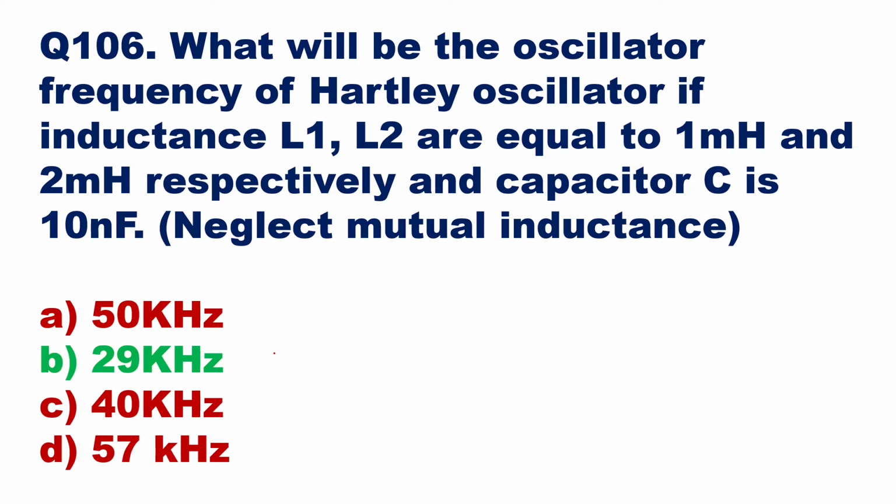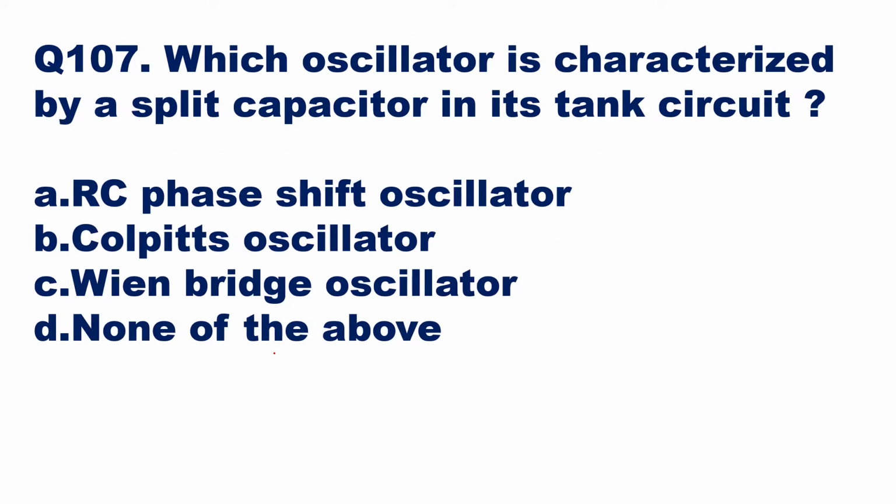Okay, the Hartley oscillator, which is made up of these values, where the feedback circuit L1 and L2 are of 1 millihenry, 2 millihenry, and our capacitor C is of 10 nanofarads. Then we'll go to question number 107.